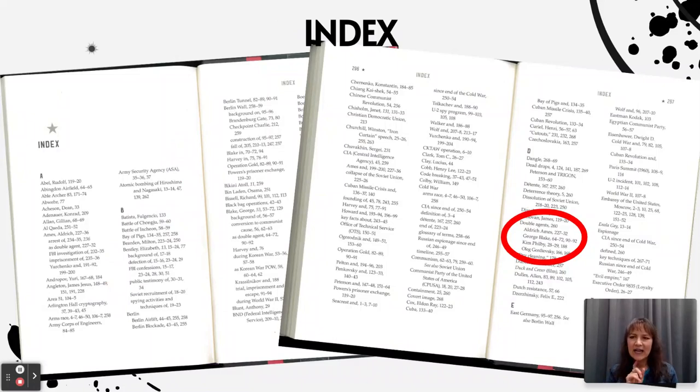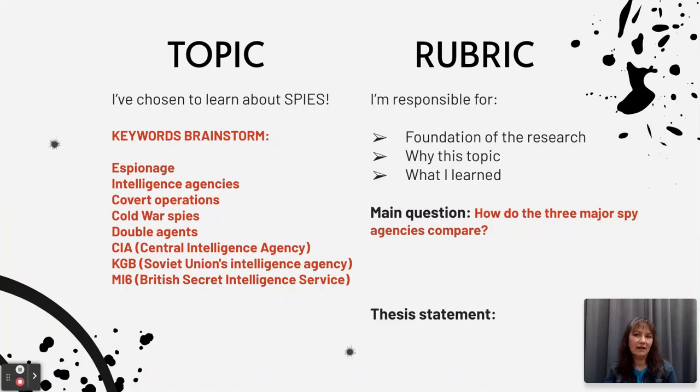I wanted to see if it had anything about double agents. So I looked under D, and lo and behold, there are things about double agents in there. The first page actually was kind of a glossary section that had information about what a double agent is.